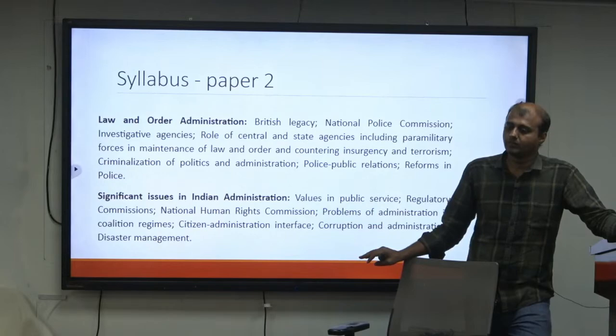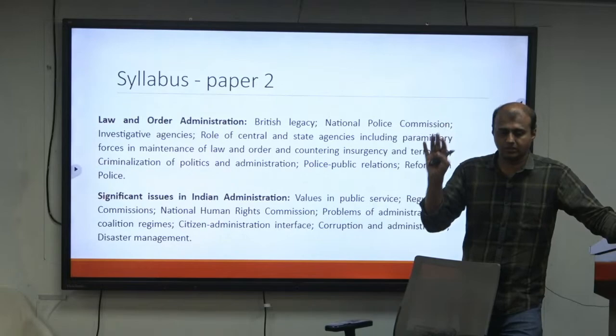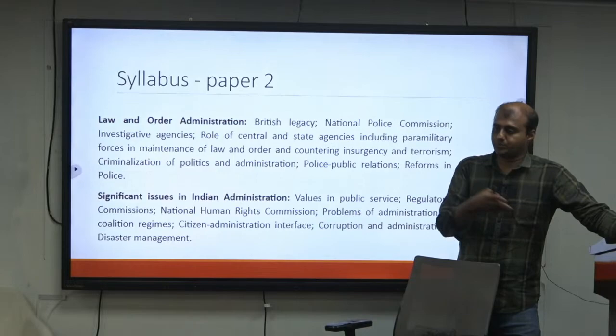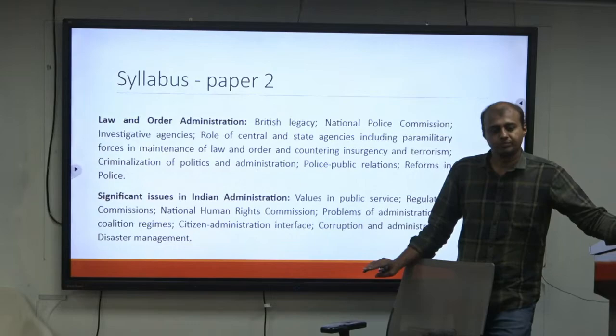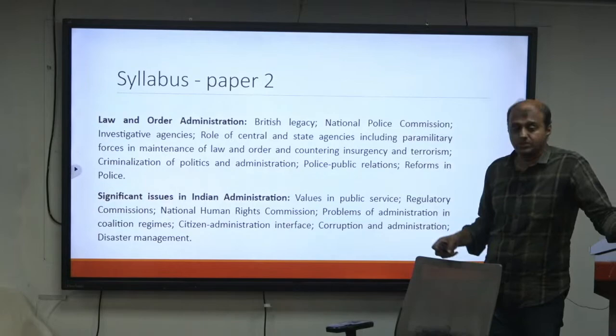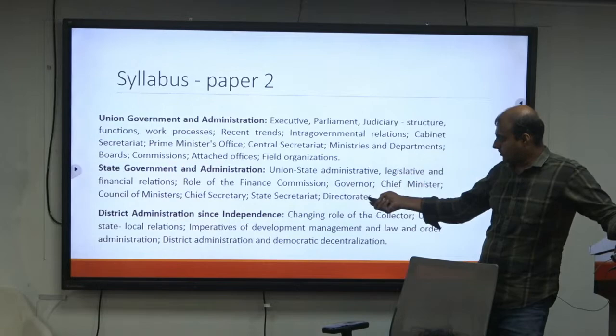A lot of committees have said we cannot continue with this system, please reform it. Right from the Dharamvira Commission of 1978 till the Supreme Court's Prakash Singh guidelines, so many are there, the K.D. Thomas Committee. Unfortunately it is still the same. Why is it like that? All of those details we will study in law and order administration. Understood?